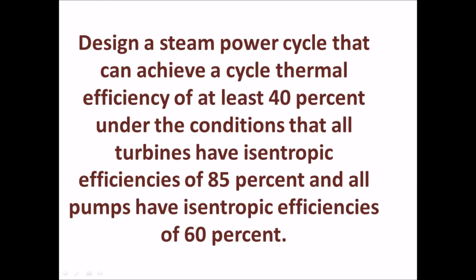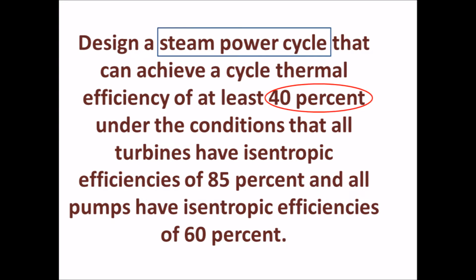Hello everyone. Today, I am going to show you all how to design a steam power cycle that can achieve a cycle thermal efficiency of at least 40% under the conditions that all turbines have isentropic efficiencies of 85%, and all pumps will have isentropic efficiencies of 60%.